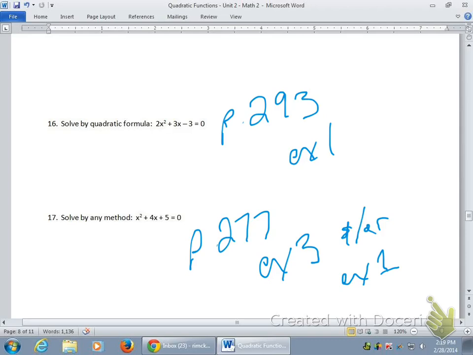All right, for 16 and 17, using the quadratic formula, you got page 293, example 1, and for number 17, page 277, example 3, and you need a little bit of example 1 there too.